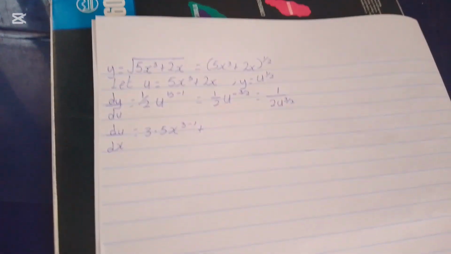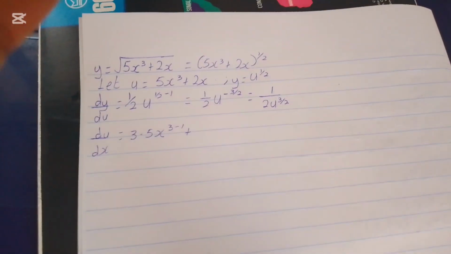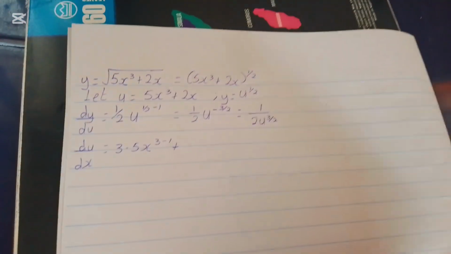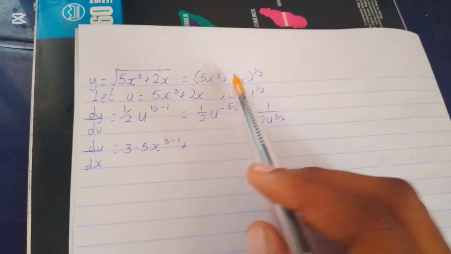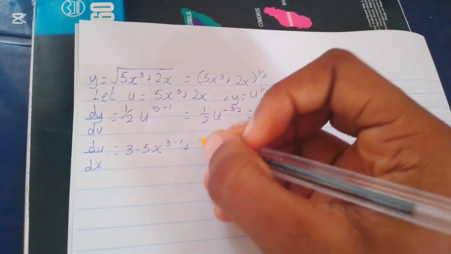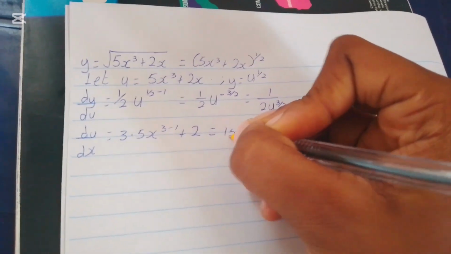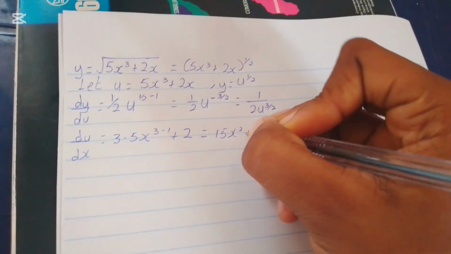Remember I said that if you want to differentiate a function that has just the parameter with no power, here in this case 2x, the power is 1, and it will simply give us back the coefficient, which is 2. This means that du by dx is 15x squared plus 2.